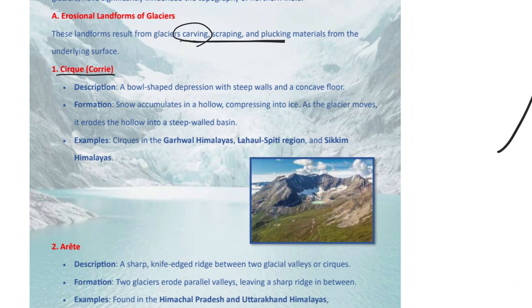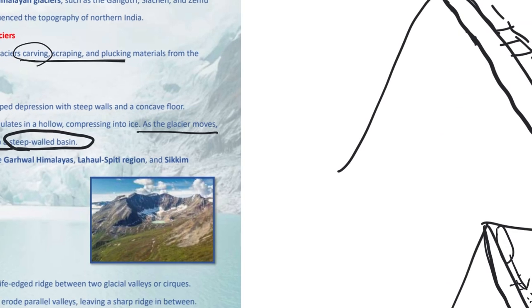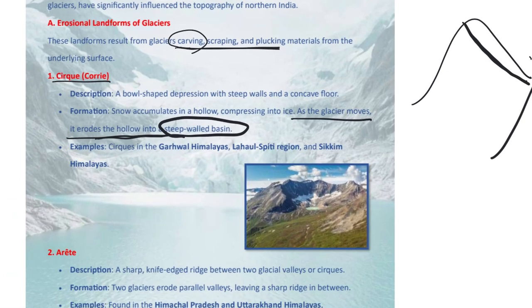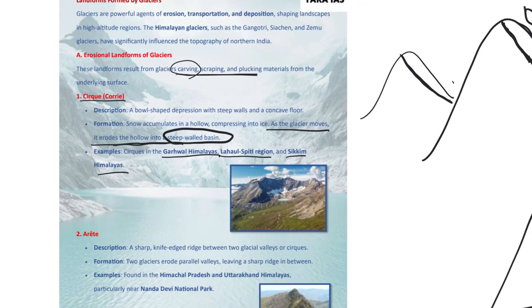Okay, so as the glacier moves it erodes the hollow into a steep walled basin. So when the glacier is moving down, due to steep erosion a steep slope is forming. So what are the examples of Kuris? Garhwal Himalayas, Lahaul Spiti region and Sikkim Himalayas, right? I hope you all are clear with what is a cirque or Kuri, right?